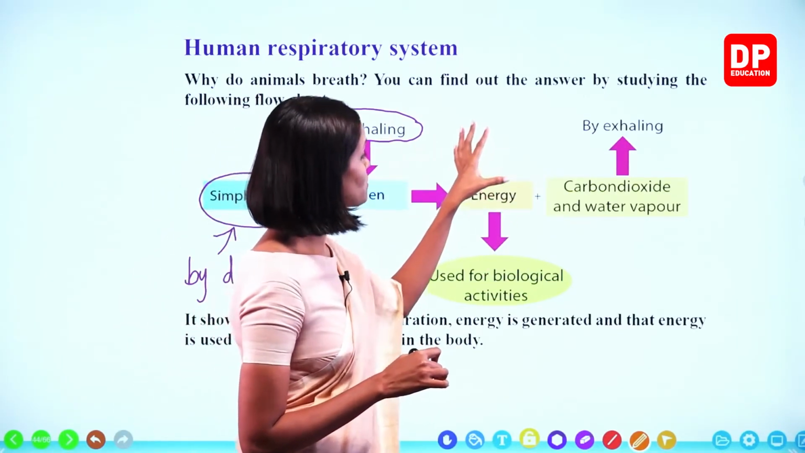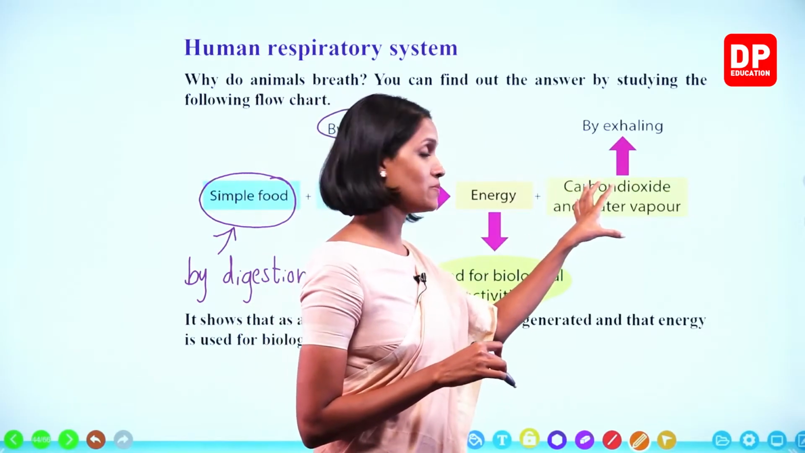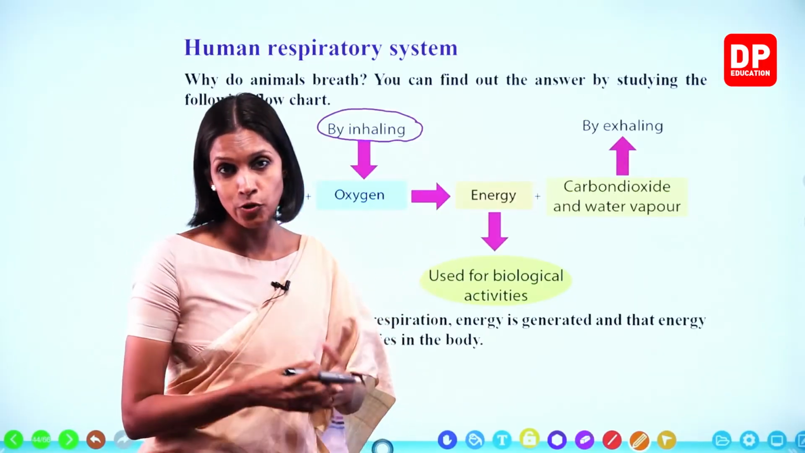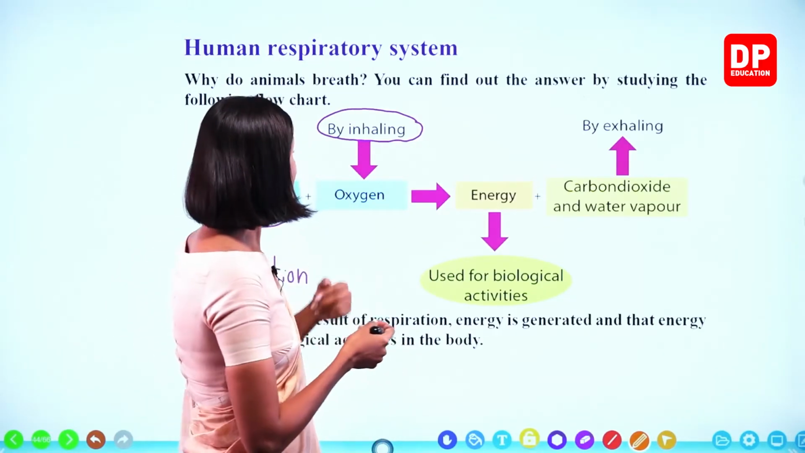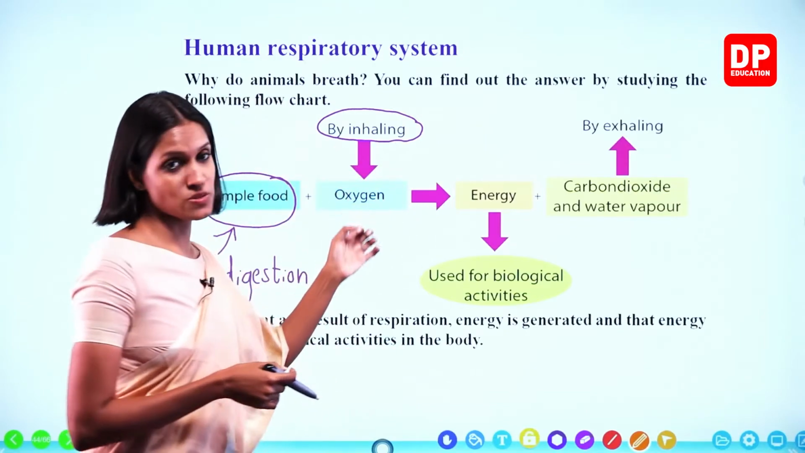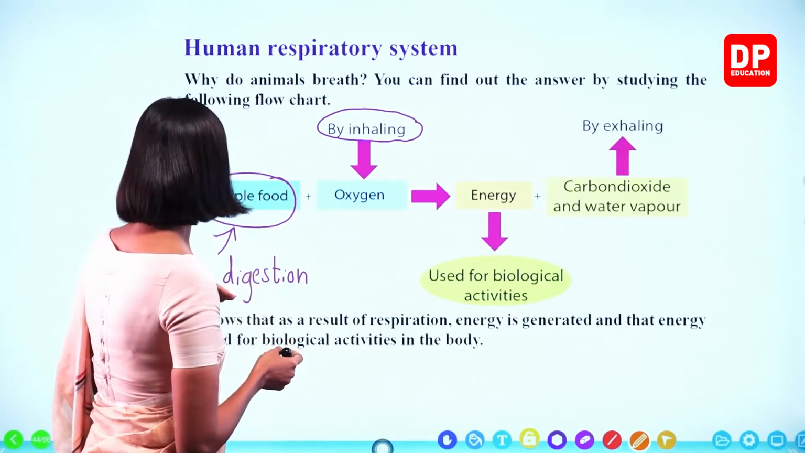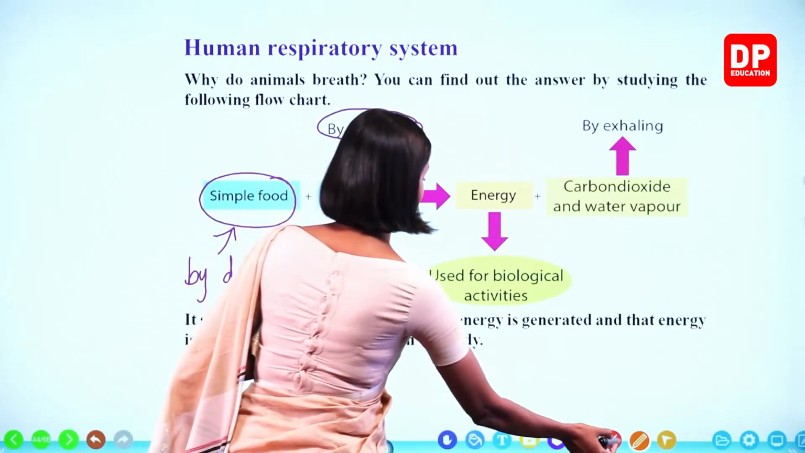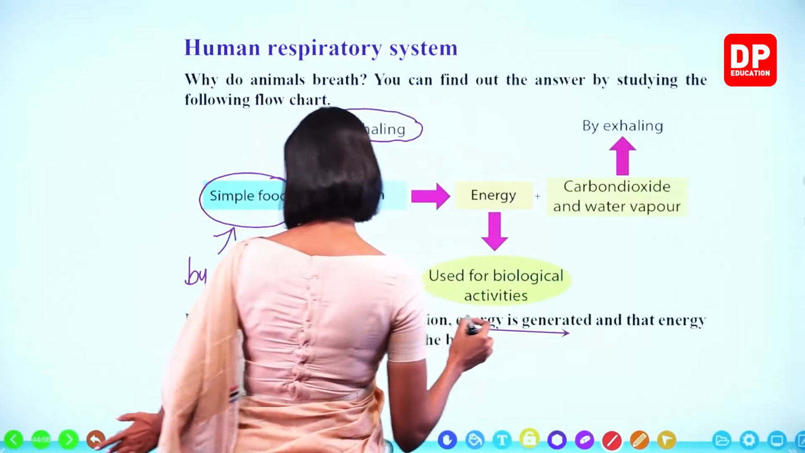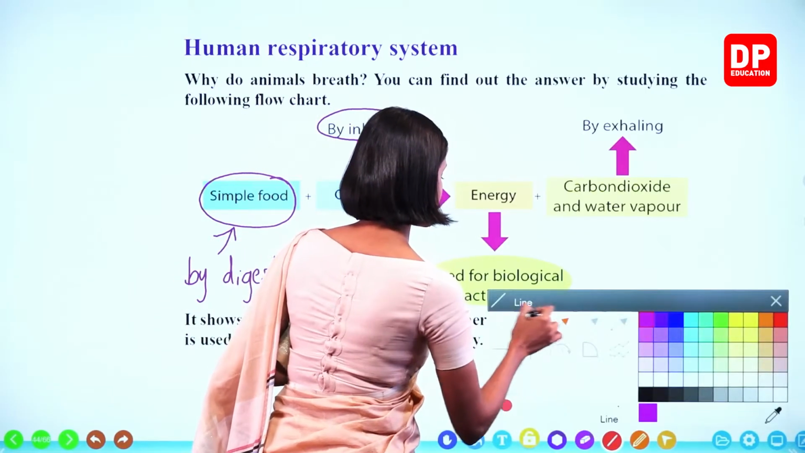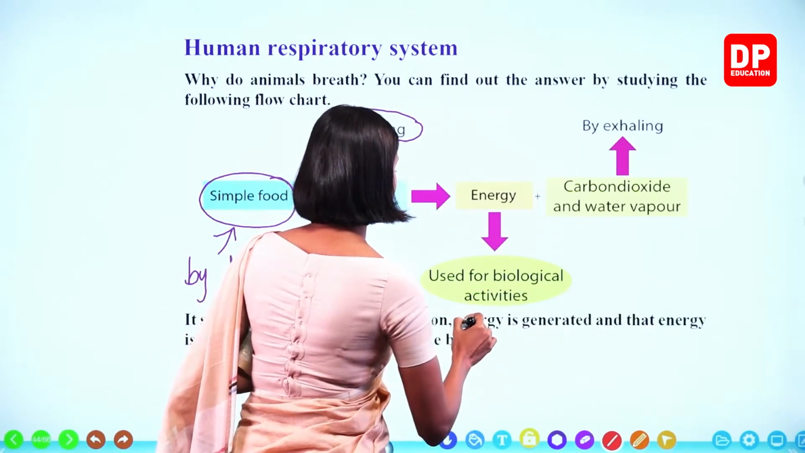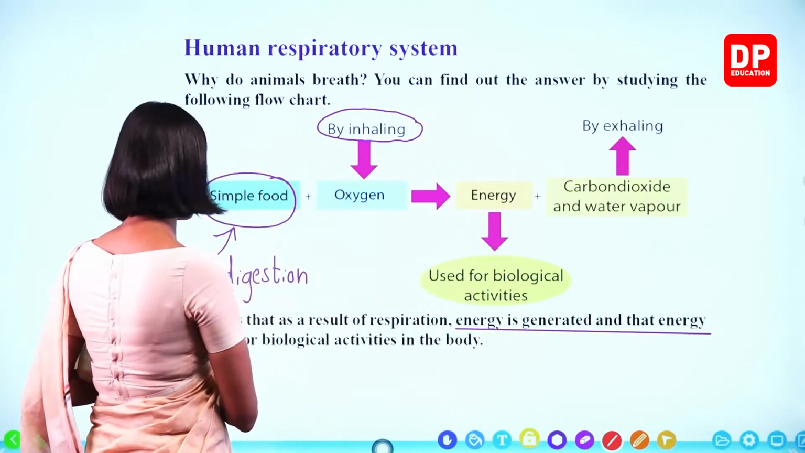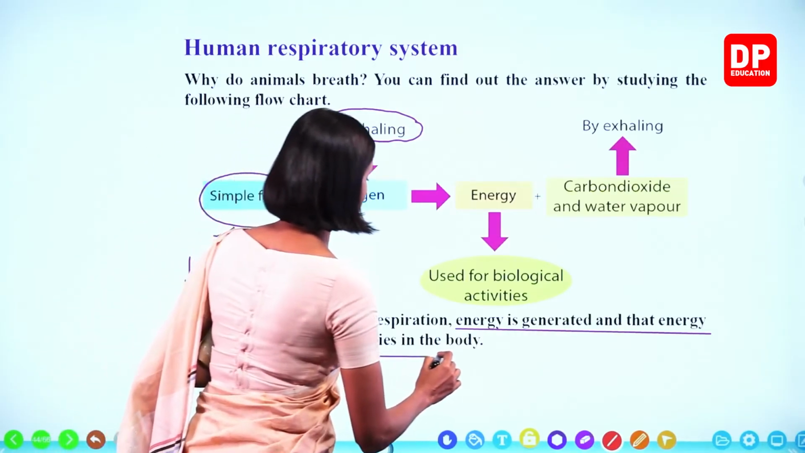And what will happen to the carbon dioxide and water vapor produced? You all know that by exhaling, we send them out. Right, children? So, this is the process of respiration. Okay? So, it shows that as a result of respiration, energy is generated. Energy is generated as a process of respiration, and that energy is used for biological activities in the body.